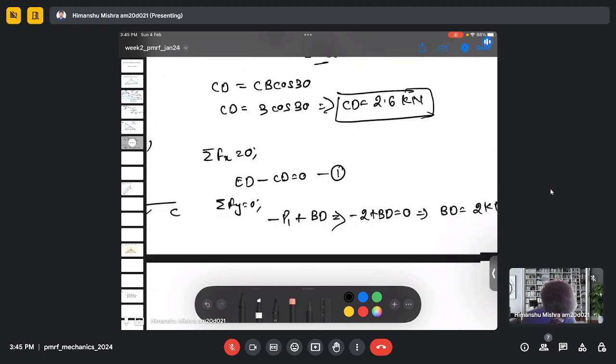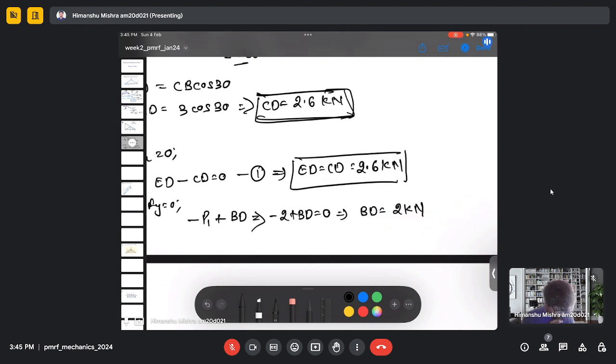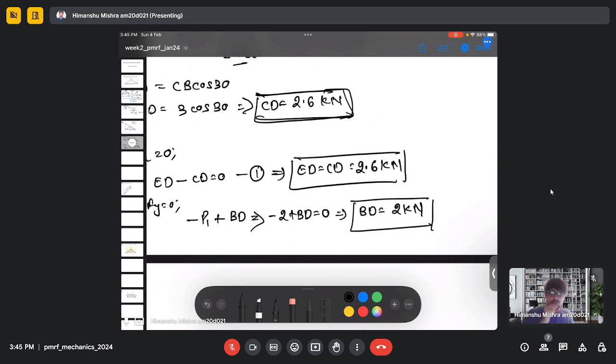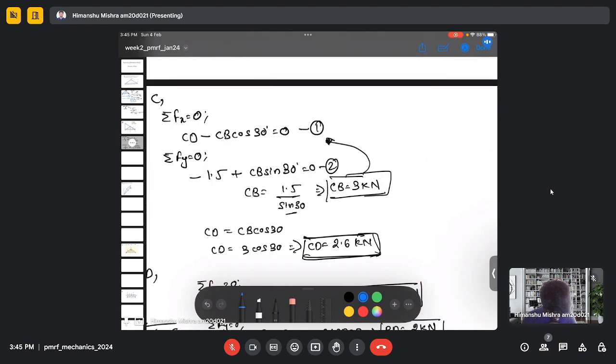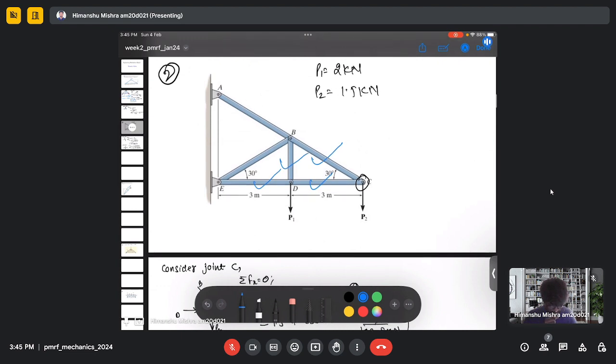And we already found the force CD. So here we will get ED equals CD, and we found CD as 2.6 kilonewton. So the force in ED also is 2.6 and force in member BD is 2 kilonewton. So we have found the force in BD and ED also. Now let's take the joint at B.